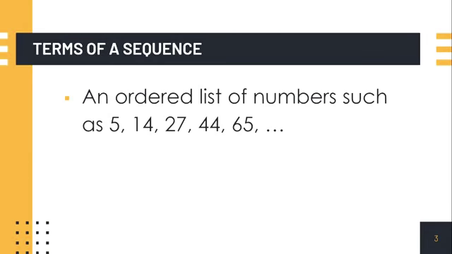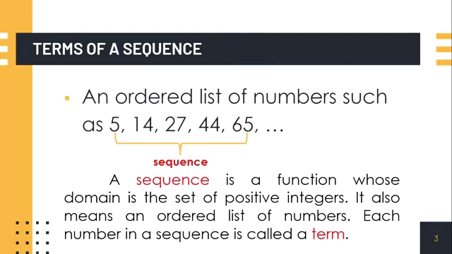An ordered list of numbers such as 5, 14, 27, 44, 65, we call that a sequence. A sequence is a function whose domain is the set of positive integers. It also means an ordered list of numbers. Each number in a sequence is called a term.